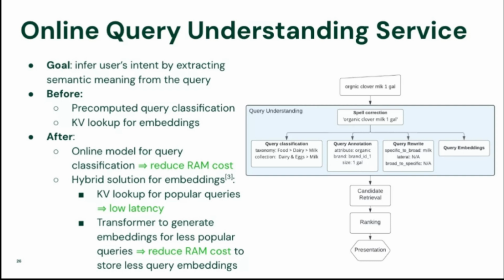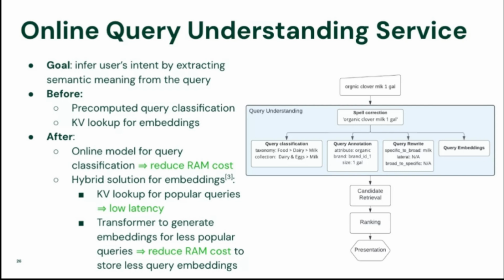The service aims to understand users' intent by extracting semantic meanings from the query. But previously, in the batch-oriented systems, the service basically served pre-computed query classification results and also did key value lookups for query embeddings. With the transition to real-time ML, the service is now able to serve the query classification model online because the model is relatively small for all the queries. And this cuts the requirement to store the pre-computed result in memory.